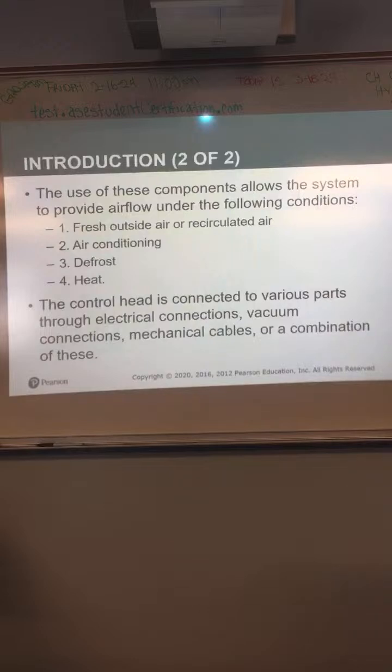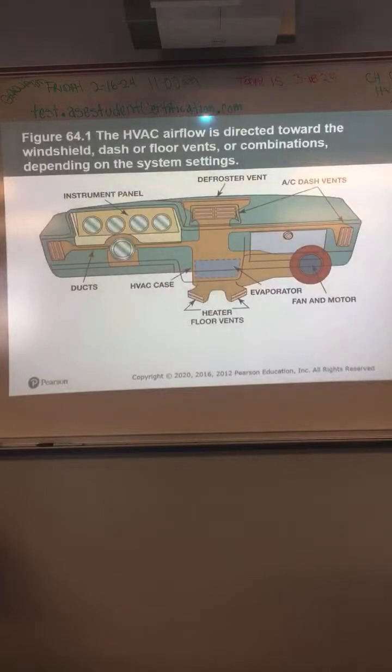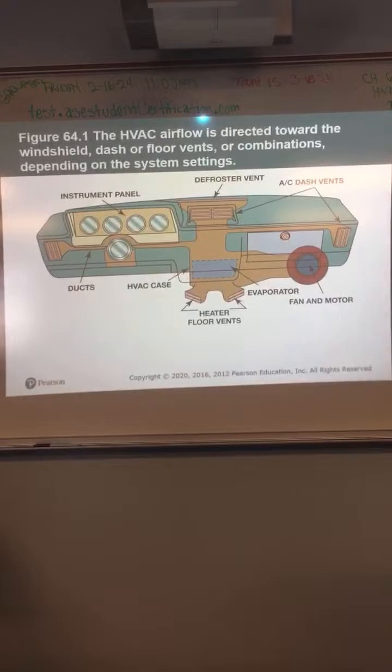Okay, your fresh air or recirculation door is for your air conditioning, defrost, and heat. Control head, that's just your controller, connects to various parts through electrical, sometimes vacuum connections. Older cars, mechanical cables, or a combination of all of these. Okay, airflow is directed toward the windshield, dash, or floor vents, or combination, depending on the system settings. Sometimes those dash vents are called registers.